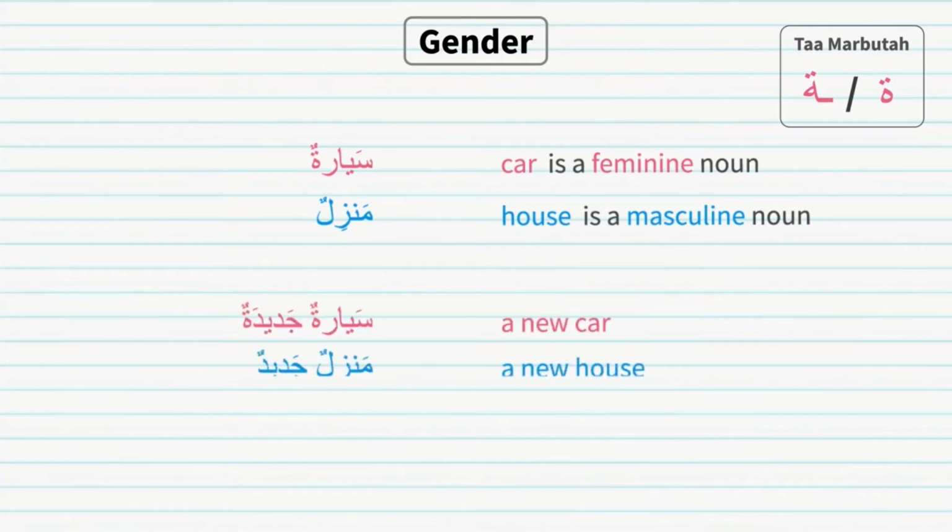A new car, a new house. In here, the car is feminine and the house is masculine. We know the car is feminine because it has a ta marbuta at the end of the word. We use the adjective new for both examples, but the adjective new also has masculine and feminine. So a new car, we use the feminine form, a new house, we use the masculine form. It's easy to know that the car is a feminine word because it has the ta marbuta attached to it.